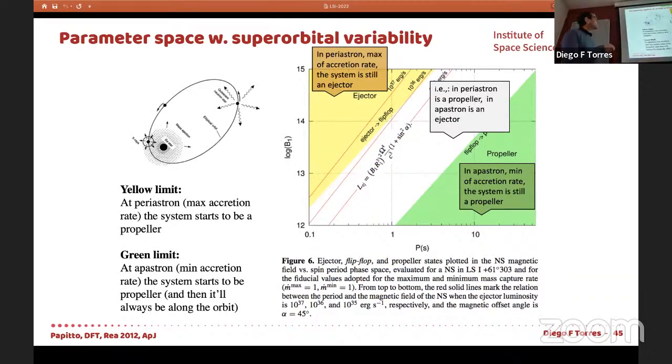In the yellow part, if at periastron, where you have the maximum of the accretion rate, the system is still an ejector. And here, at apastron, where you have the minimum of the accretion rate, because the period is so large and the magnetic field is so low, the system is still a propeller. In between, it shifts from one to the other.